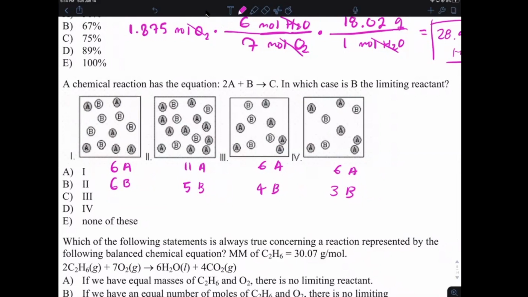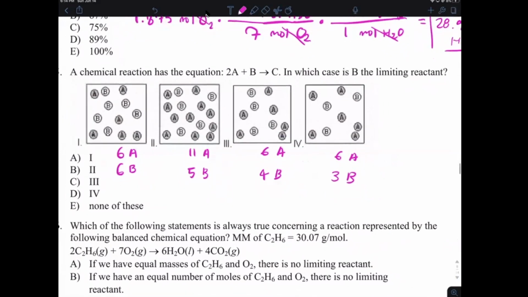So let's go ahead and divide. Remember how I said you should divide by coefficient to see which one is the limiting reactant? It's asking in which case B is the limiting reactant. So all we have to do is divide everything that has an A by 2, and then we compare it to B.